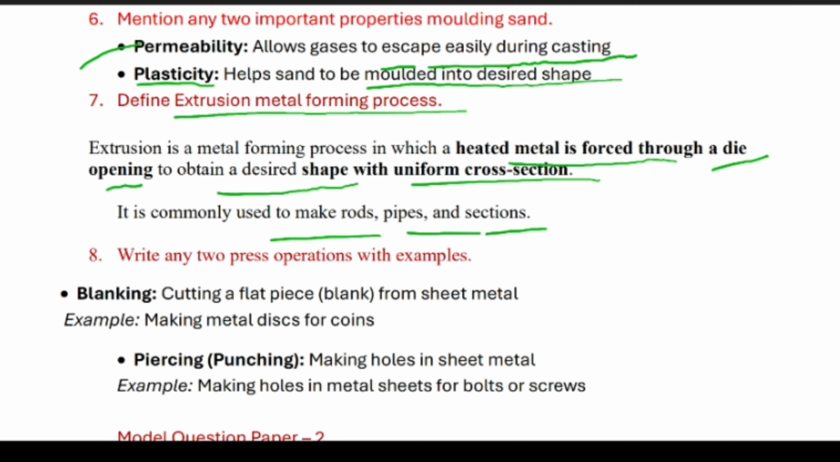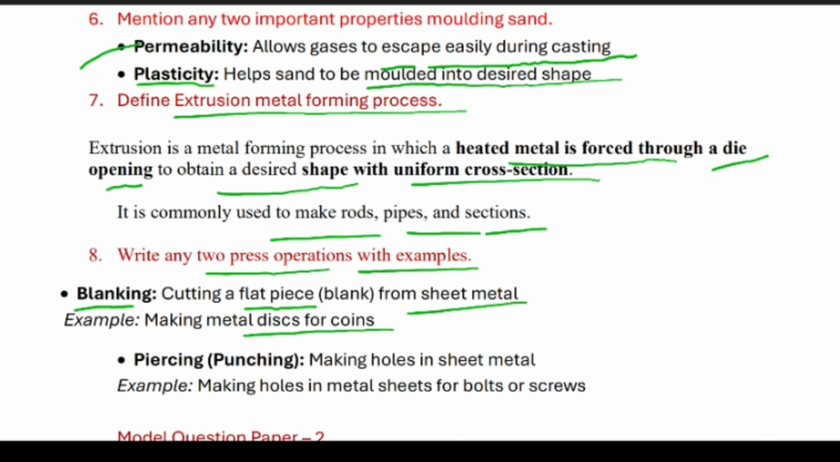Next: write any two press operations with examples. One is blanking. Blanking is cutting flat pieces from a sheet or plate. You cut the pieces to make plain sheets, for example making a metal disc like a coin. That coin shape will be formed.